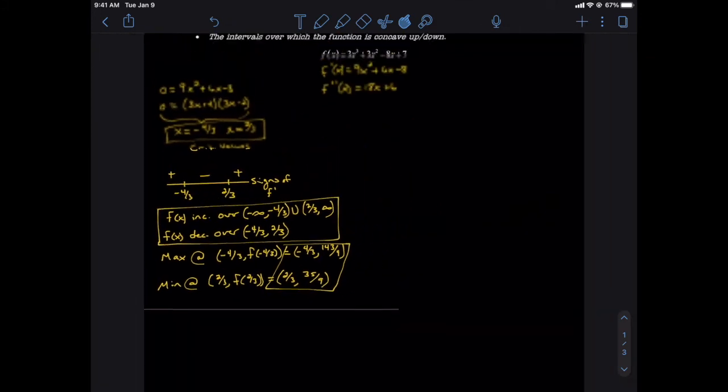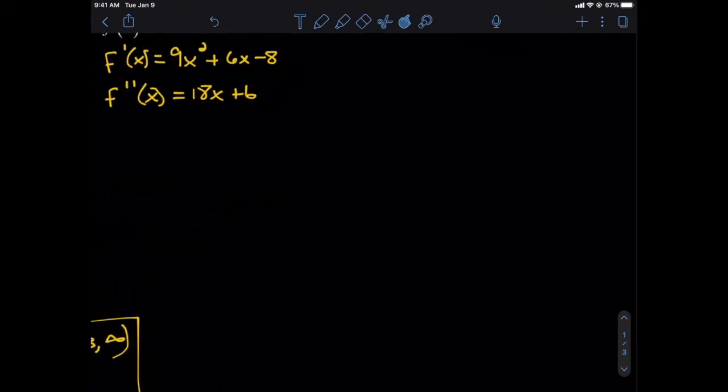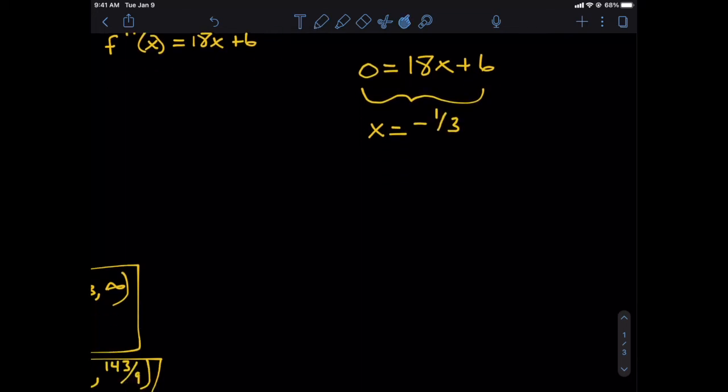Well, we have officially exhausted all the information we can get from the first derivative, so let's turn our attention to f double prime. Like before, we start by setting it equal to 0 and solving. If we go through the normal solving procedures, this is going to give us an x value of negative 1/3. To figure out our concavity, we're going to construct a very similar number line here, but instead of signs of f prime, we're going to call this signs of f double prime. And we're going to take this 0 value that we found, and put it on the number line.